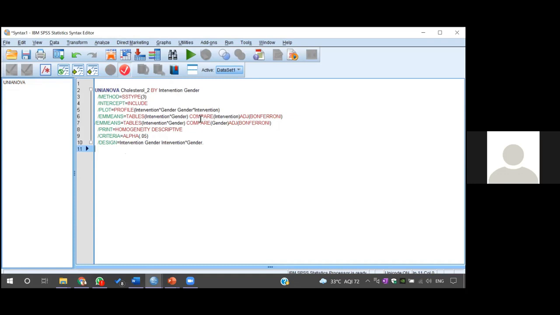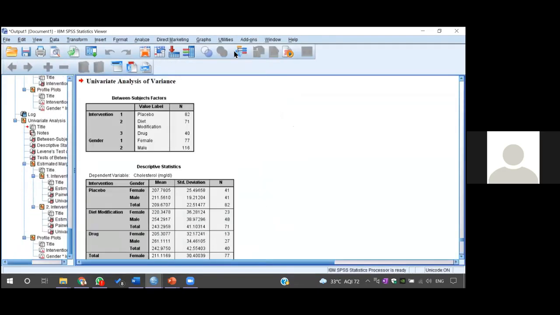The compare and the bracket tell you that it will give the estimated marginal mean taking intervention as a simple main effect, and this will give you the estimated marginal mean giving gender as a separate simple main effect. So this EM means tells you about the estimated marginal mean, and because you should report this mean with correction, that's why you have applied this Bonferroni correction. Then come to this run, and in run, just press this option all.